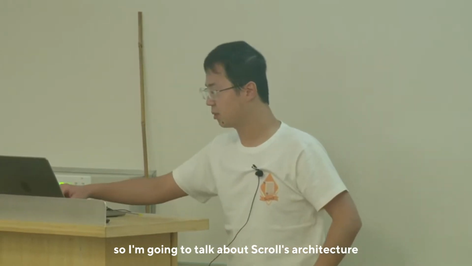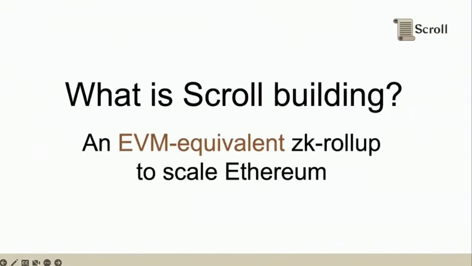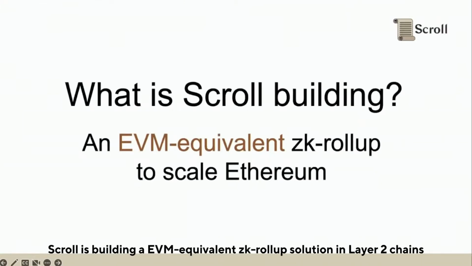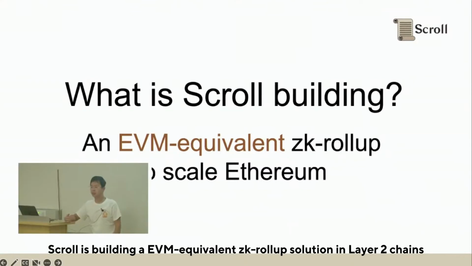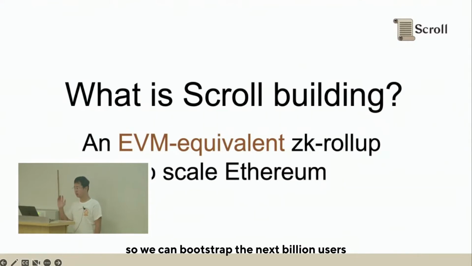I'm going to talk about Scroll's architecture. Just one sentence to summarize what Scroll is building: Scroll is building an EVM equivalent zkRollup solution, a layer 2 chain to scale Ethereum, allowing more transactions and lower transaction gas costs for Ethereum, so we can bootstrap the next billion users.